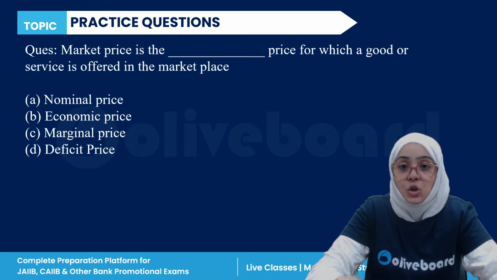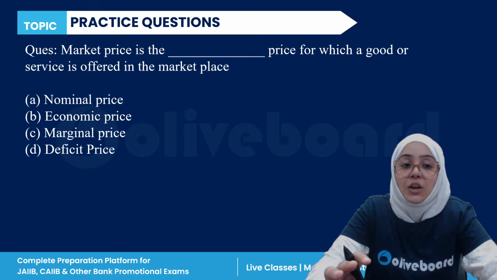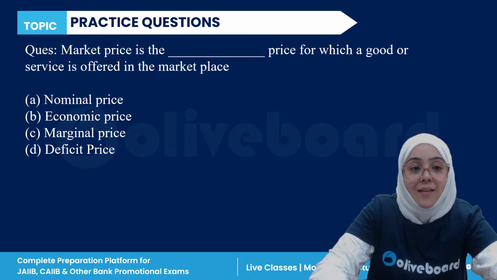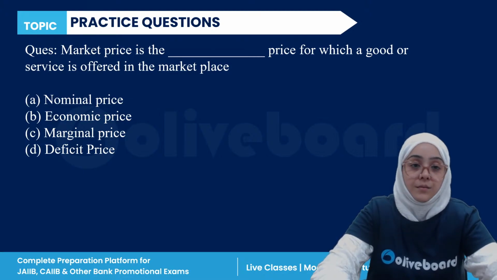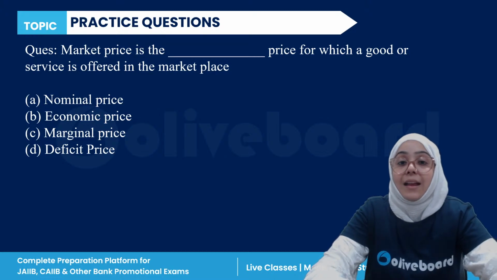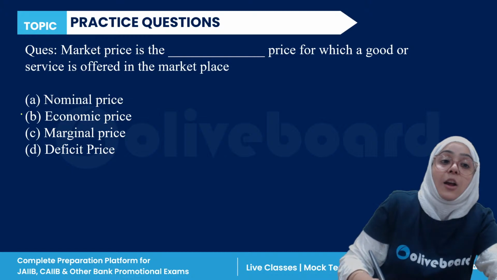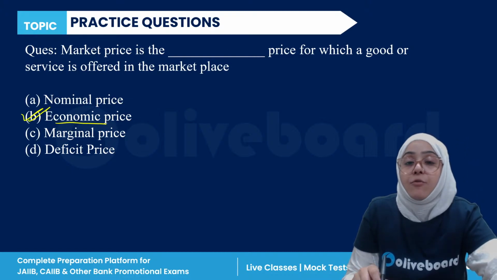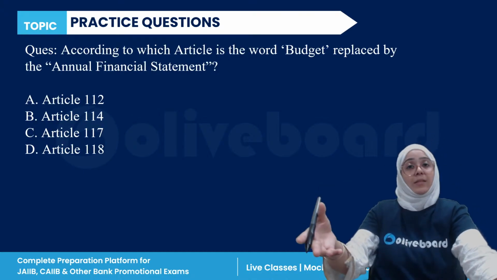Market price is dash price for which a goods or services is offered in the marketplace. Market price is a nominal price, economic price, marginal price, or deficit price. You can all answer this question. Market price is the economical price at which a good is offered in the marketplace. So B is the correct answer. Market price is the price at which a product is sold in the market, right?